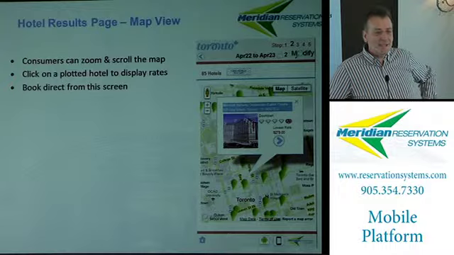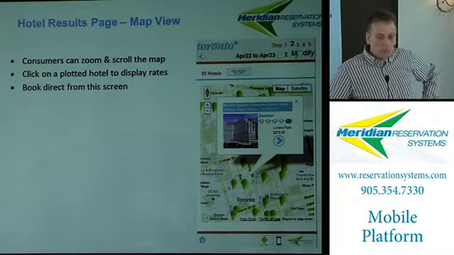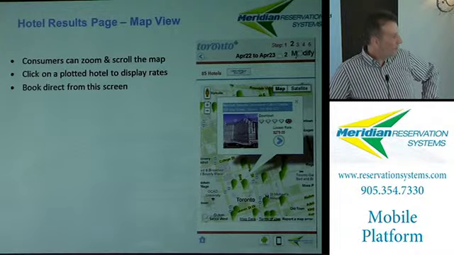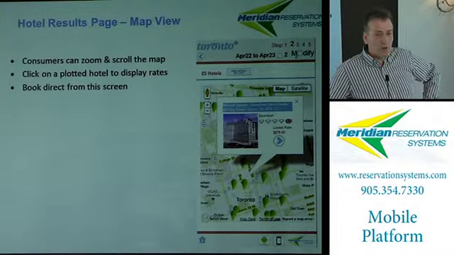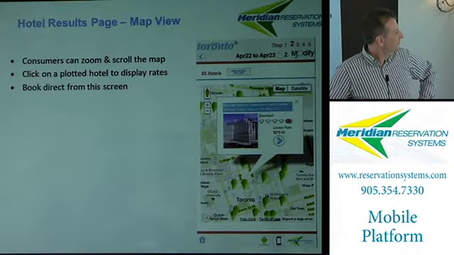But the consumer can easily expand that map, put their finger over one of those green icons, and up pops the hotel, that location. And from there, they can click on that specific hotel to get deeper into that hotel listing.